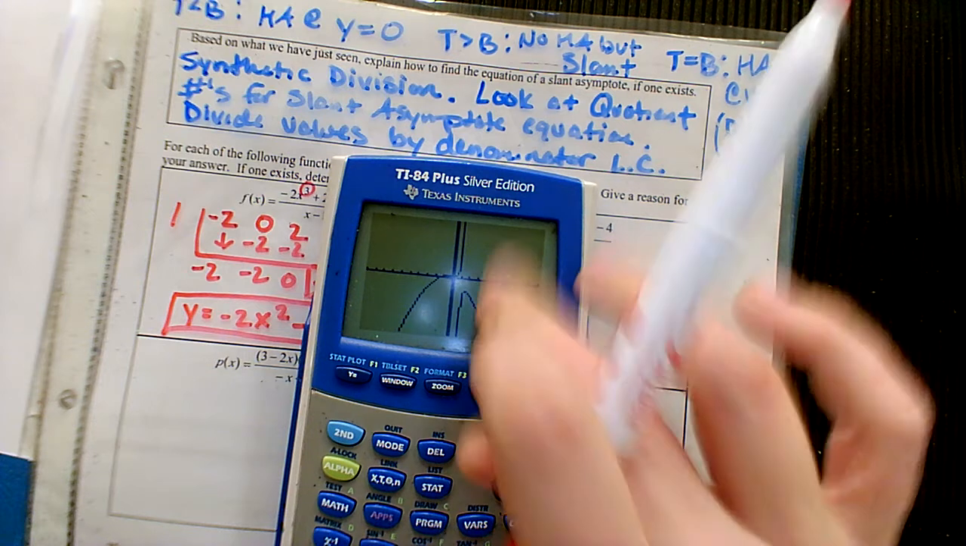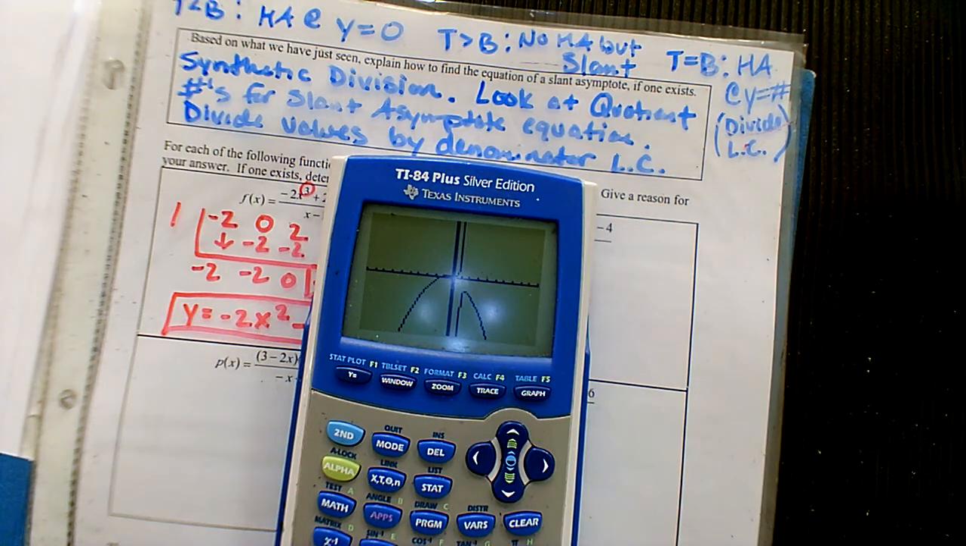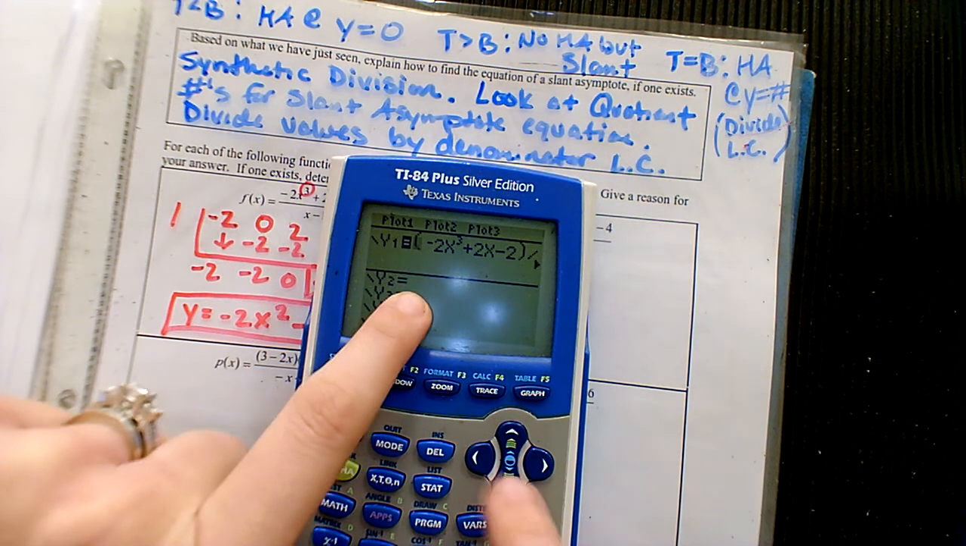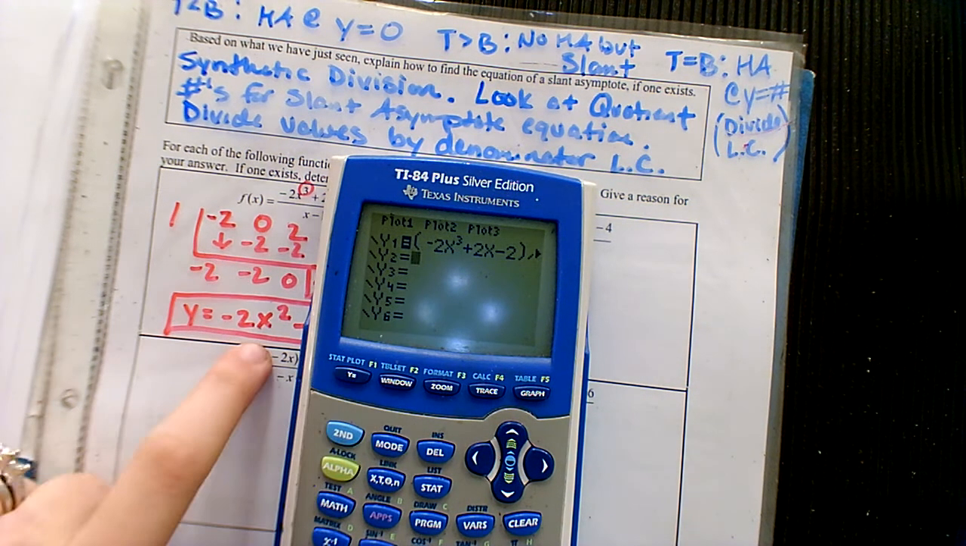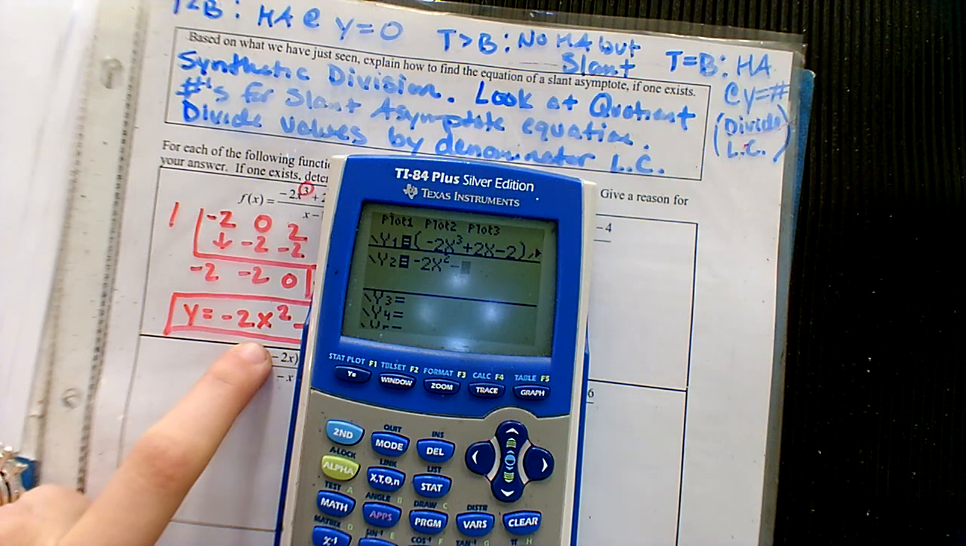The word slant might be a little confusing because when you hear the word slant, you think of a line, but we're just using the word slant to basically mean non-horizontal. So you could have a line that's not horizontal, some type of diagonal. You could have a quadratic, it could be cubic, it could be quartic, it could be any shape, it's just not a horizontal asymptote. So let's check this out. What if in y2, I wanted to type in this parabola that we found?